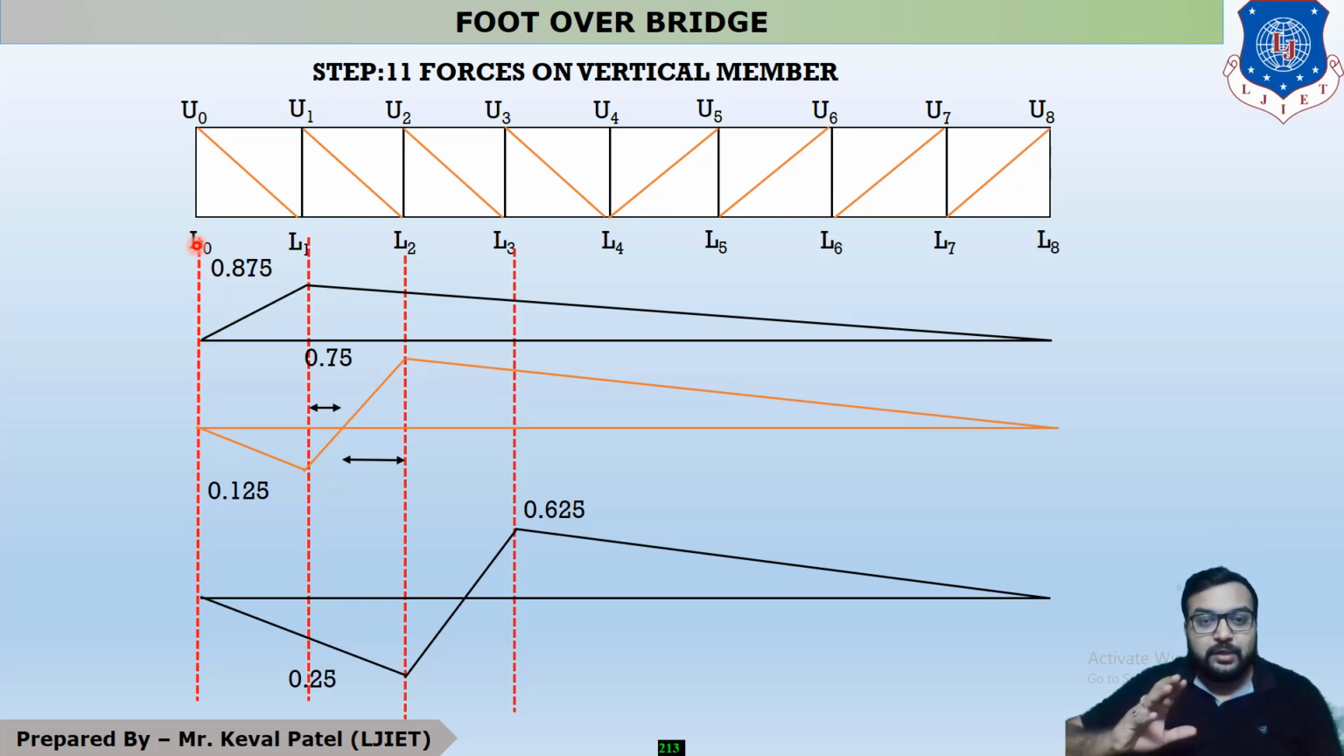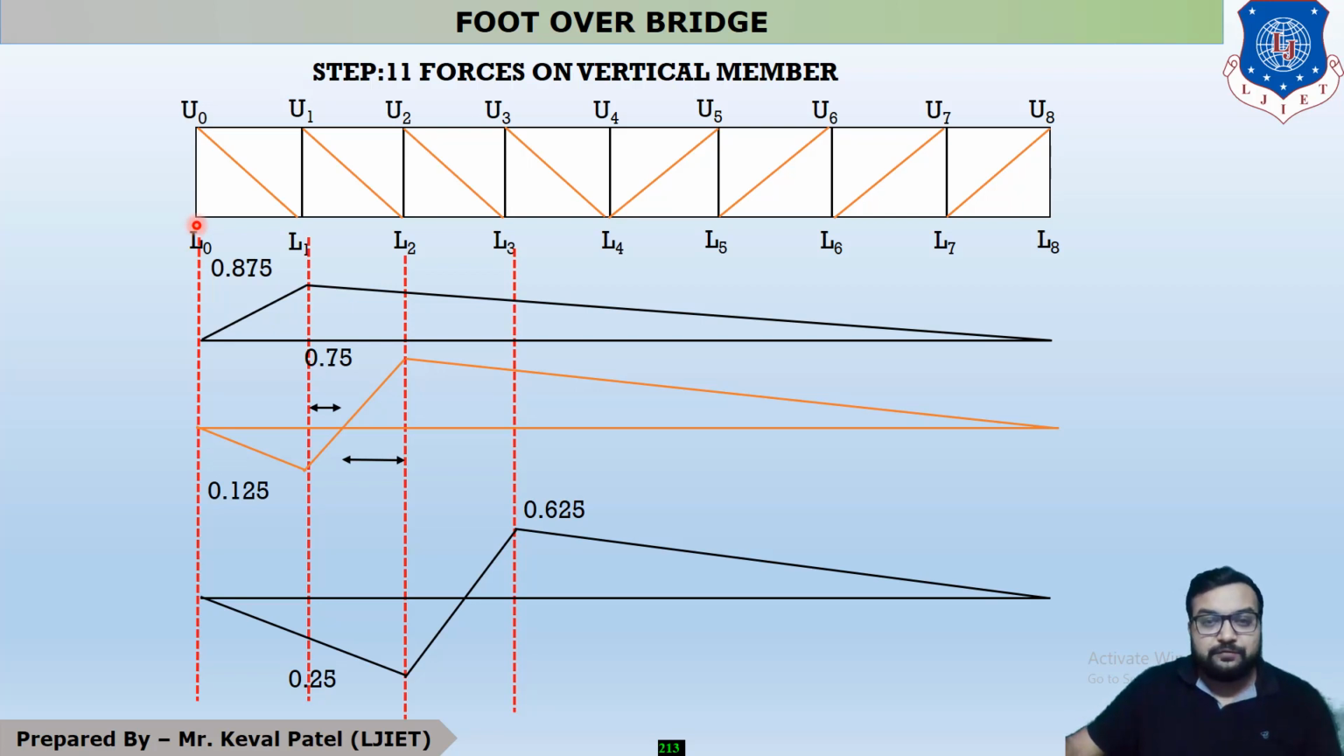What is the difference between top chord, bottom chord and vertical or diagonal members? Whenever you design the top chord, the whole influence line diagram is in the compression zone. Whenever you design the bottom chord, the whole influence line diagram is in the tensile zone. In the vertical member, some portion is in the tension zone and some portion is in the compression zone. So let us start.